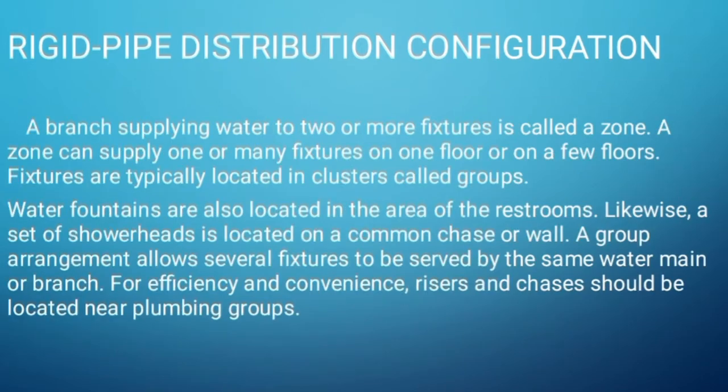A branch supplying water to two or more fixtures is called a zone. A zone can supply one or many fixtures on one group or on a few floors. Fixtures are typically located in clustered groups. For example, in a commercial building or school, restrooms for men and women are grouped together with fixtures arranged against a common plumbing trace. That is, fixtures back up on both sides of walls enclosing the plumbing trace. Water fountains are also located in the area of the restrooms. Likewise, a set of shower heads is located on a common trace or wall. A group arrangement allows several fixtures to be served by the same water main or branch. For efficiency and convenience, risers and traces should be located near plumbing groups.